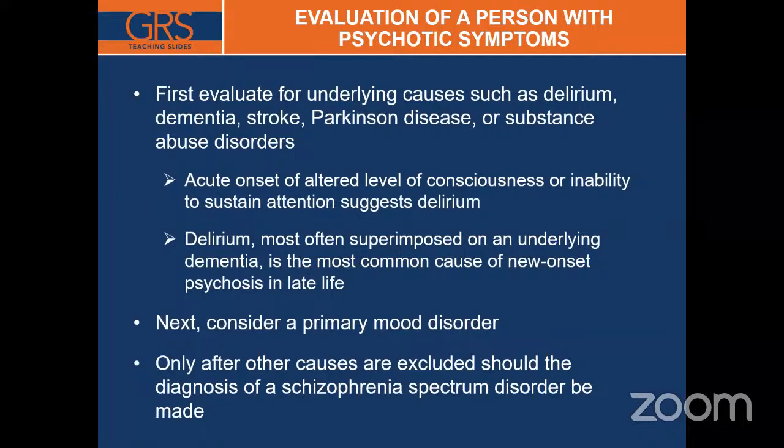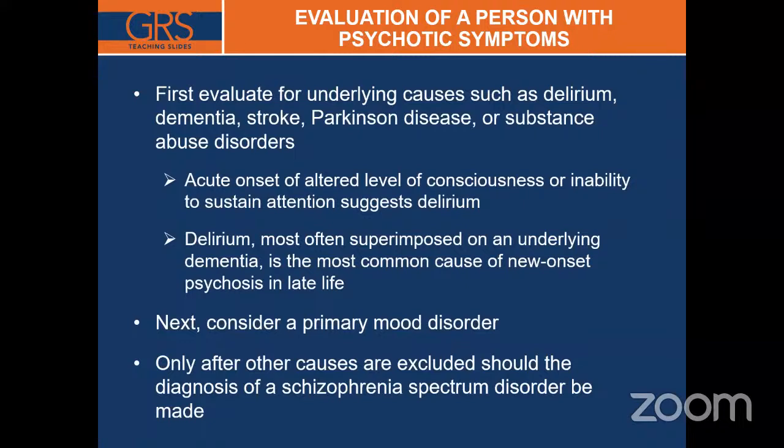After we've talked about the psychotic symptoms, we now will talk about how to evaluate a patient with psychotic symptoms. First, in evaluating a patient with psychotic symptoms, you have to evaluate for underlying medical causes and exclude them, such as delirium, dementia, a stroke, Parkinson's disease, or substance abuse disorders. These diseases all present with psychotic symptoms.